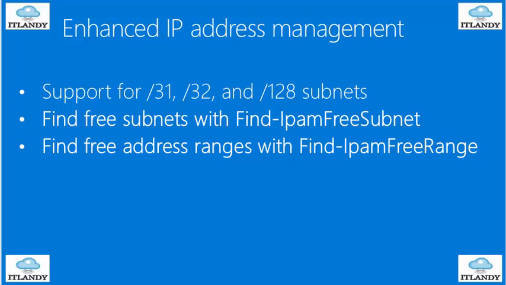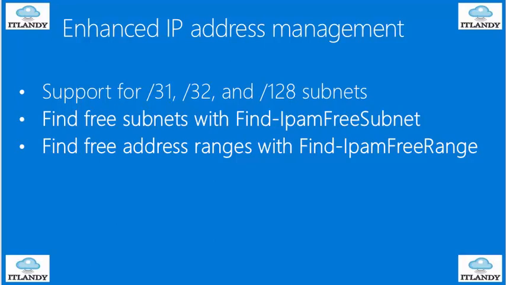The second part is being able to run Find-IpamFreeSubnet to check for free subnets. This command returns subnets that are available for allocation given an IP block, prefix length, and number of requested subnets. If the number of available subnets is less than the number of requested subnets, the available subnets are returned with a warning indicating that the number available is less than the number requested.